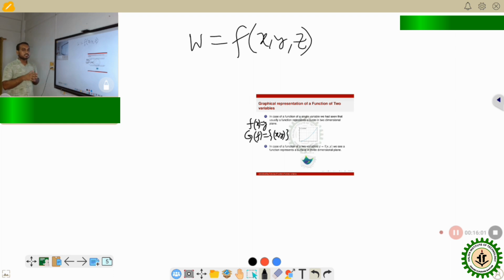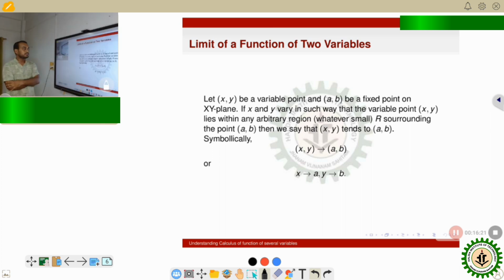So like this, from 1 variable, 2 variables, 3 variables, you can increase the input variables and plot the graph of the function, and that will be in a different notion. For a single variable it will be a curve, for 2 variables it will be a surface, for 3 variables it will be a hyperplane in 4-dimensional space. So these are all about the graphical representation of the function.